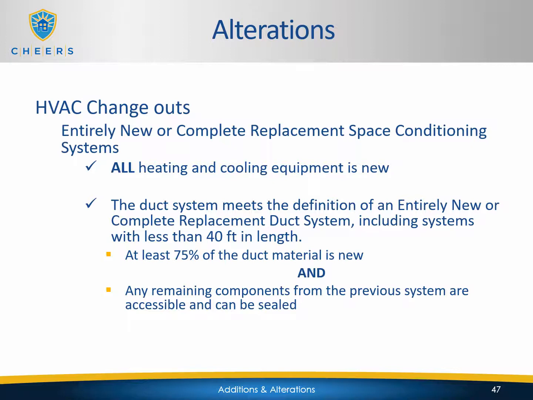For the first scenario, entirely new or complete replacement space conditioning system, what does that mean? This is the definition of what that actually means. It must have all heating and cooling equipment new. The duct system meets the definition of an entirely new or complete replacement duct system, including systems with less than 40 feet in length, and that is at least 75% of the duct material is new, and any remaining components from the previous system are accessible and can be sealed. If those items are all true, then this system is considered an entirely new or complete replacement space conditioning system.